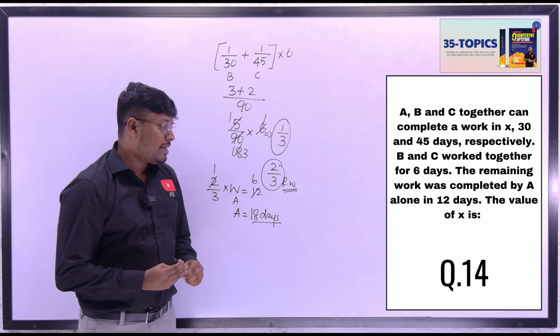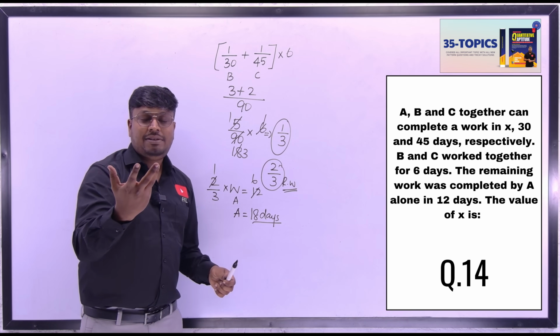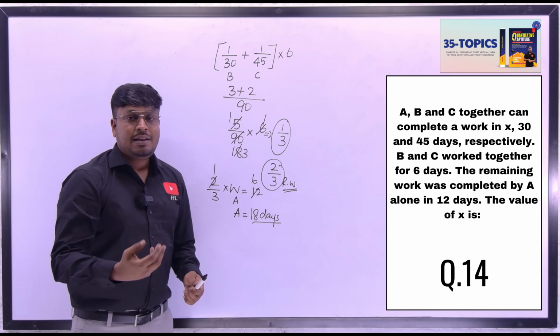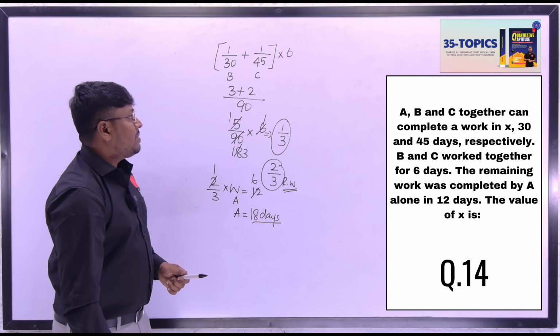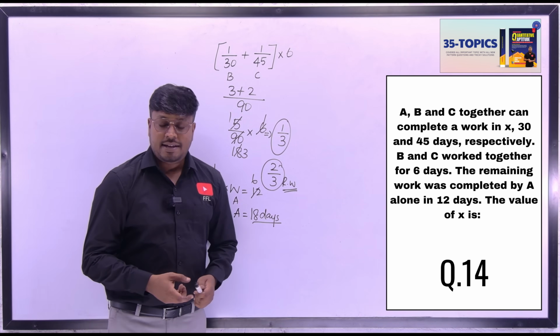That is the value they are asking. What is the value of X? So X is nothing but the initial value. Initially, in the question itself, they have given A as X days. Easy question. So the answer for this question is: A alone can complete the piece of work in 18 days.